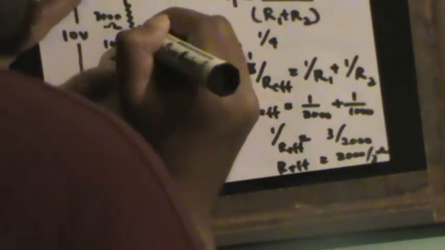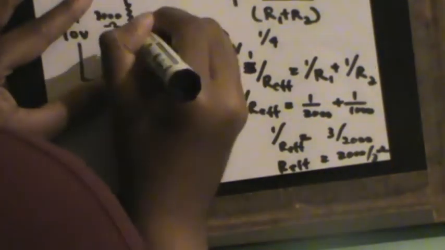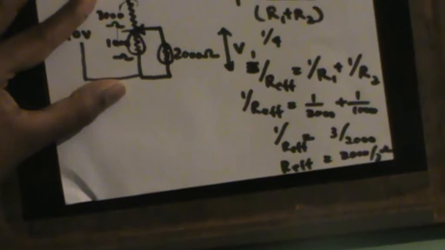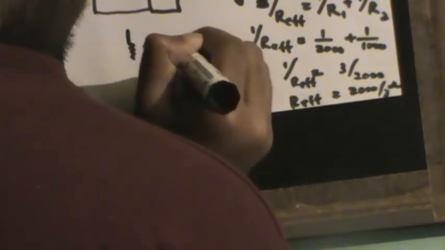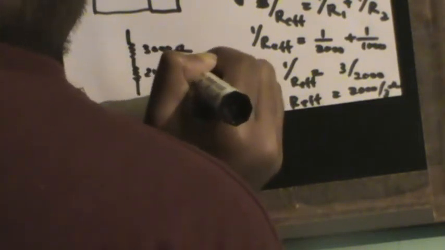So what actually happens is that if the equivalent resistance between this resistor and this resistor is 2000 by 3, what is the effective resistance for the whole circuit? Now this is very similar to this situation. This is 3000 ohms and this is 2000 by 3 ohms, and this is connected to a 10 volt supply. So we have to find the value of I here.